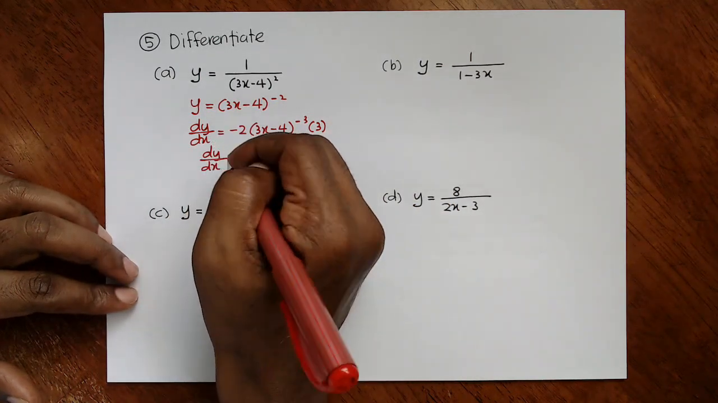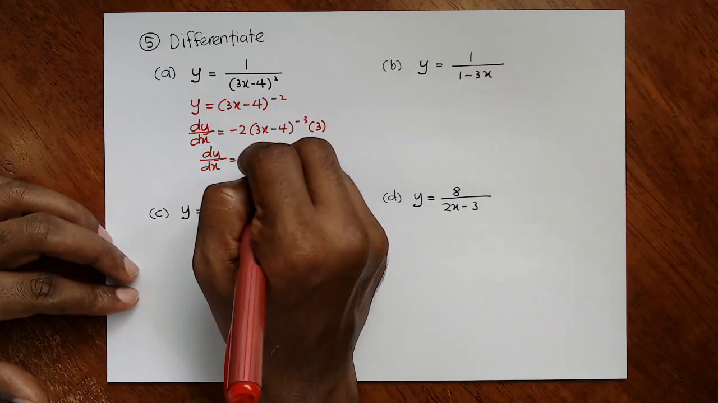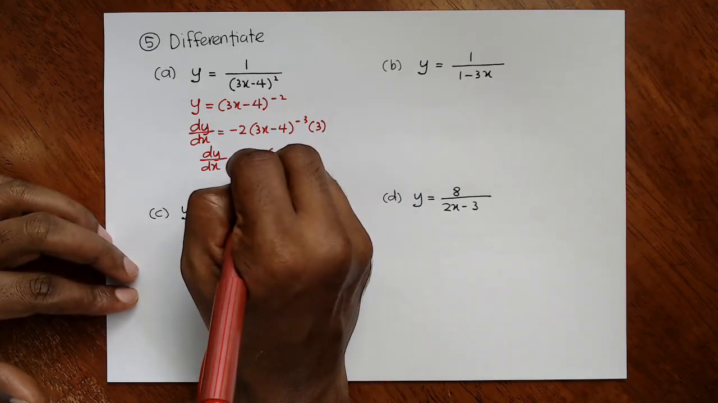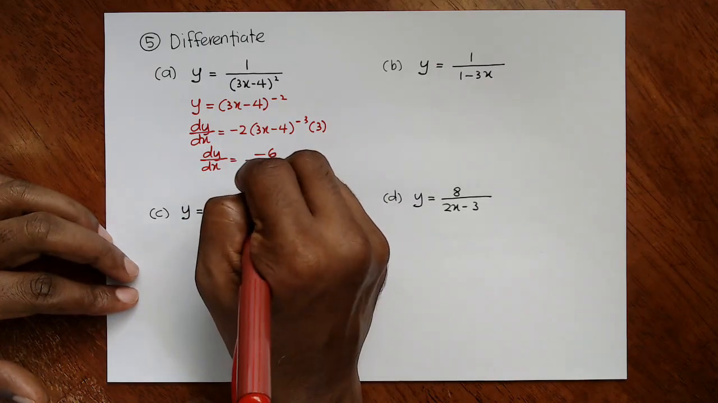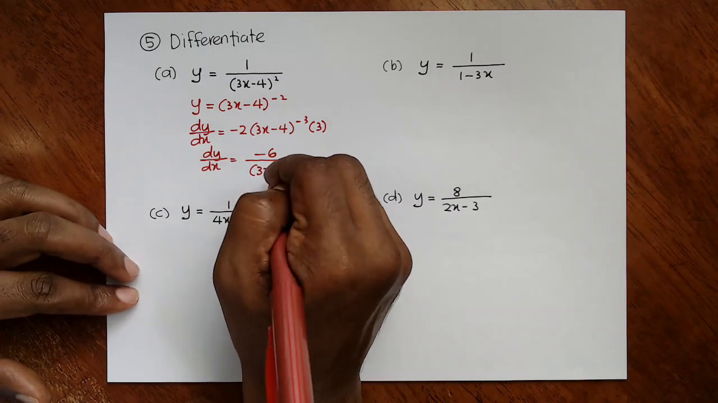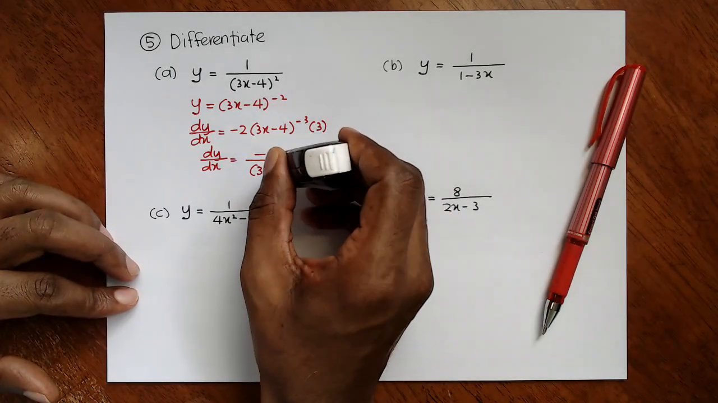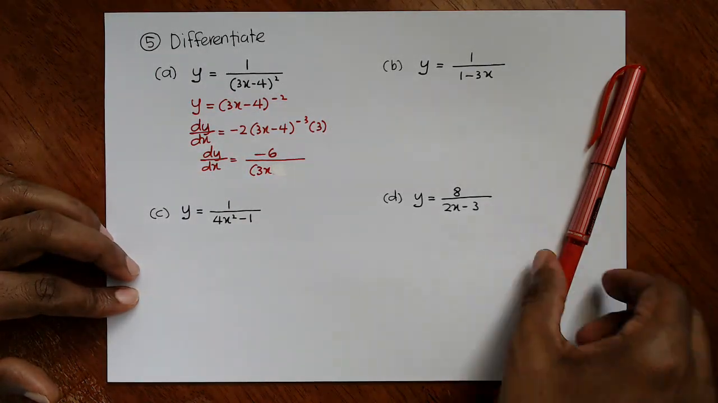This one has a power of negative 3, so we bring it back down, so it becomes (3x minus 4) to the power of 3, and that will be the answer for that.